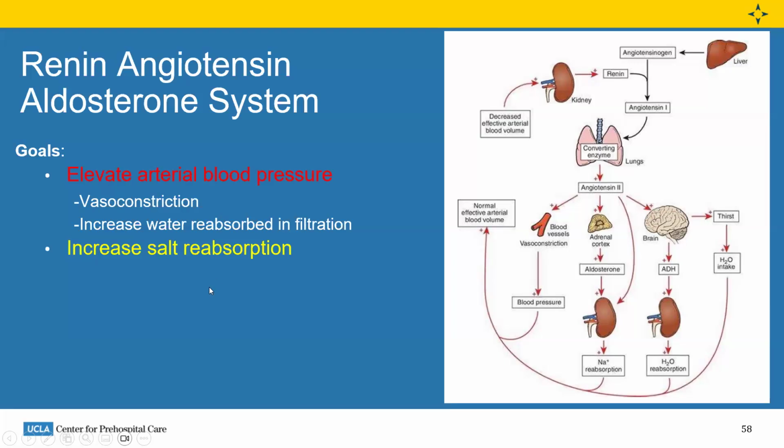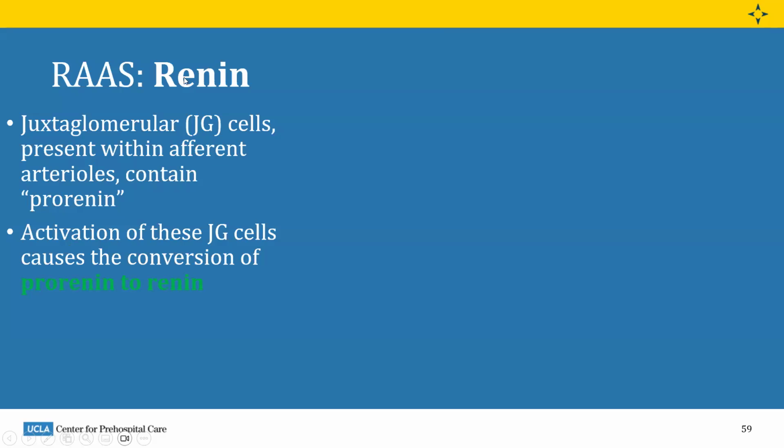Okay. So the goal of this whole system is to elevate arterial blood pressure. It's also going to cause vasoconstriction. Constricting the blood vessels is going to cause our blood pressure to go up. And we're also going to have an increase of water reabsorption, so we're going to increase our blood volume. The other goal is to increase our salt reabsorption. The more water we reabsorb, the more our blood volume goes up. So let's start with renin.